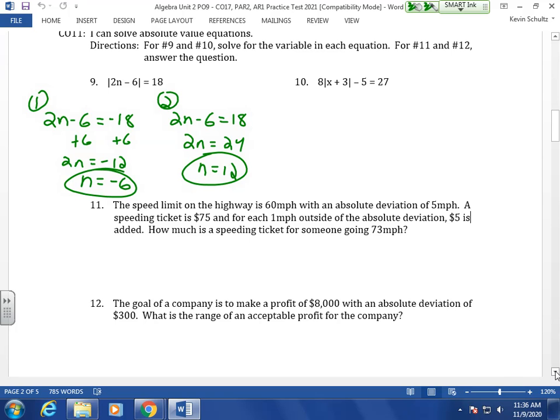Anything else with 11, the absolute value equations? What's that? I said never mind, I got 12. I just accidentally put down 11. Oh, I hate when that happens.